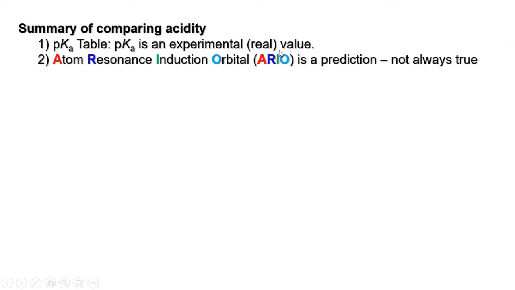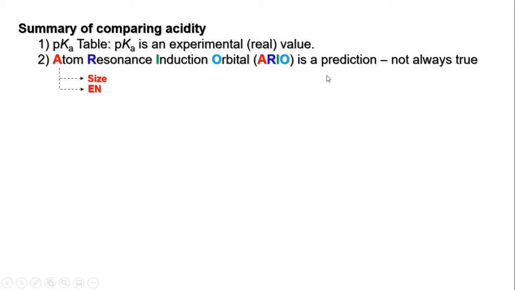But most of the time, it's just so difficult to take all the acids in this world and measure the pKa value. I mean, it's impossible. So we have the OREO, those factors we just learned, the textbook called OREO. We have atom, resonance, induction, and orbital, right? Atom size and electronegativity. So use these 5 factors, OREO, to help you determine who's the stronger and who's the weaker acid. Okay, it's just a prediction, not always true.